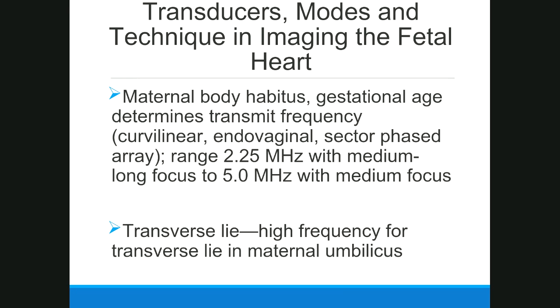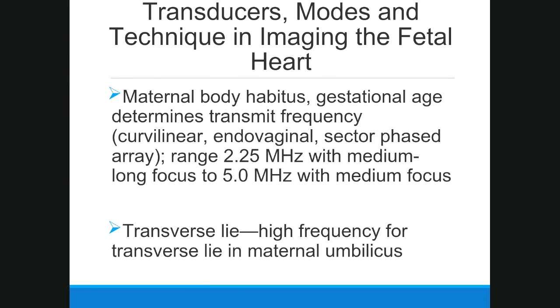Gestational age will determine what your transmit frequency needs to be. If you're later in pregnancy imaging the fetal heart, you're probably going to have to use a lower frequency because you're going to need the beam to penetrate a little bit more. As bone is more ossified, you're going to have more shadowing. The exam is going to be a little bit more difficult. Earlier in the pregnancy, you can likely use a higher frequency to get better detail.